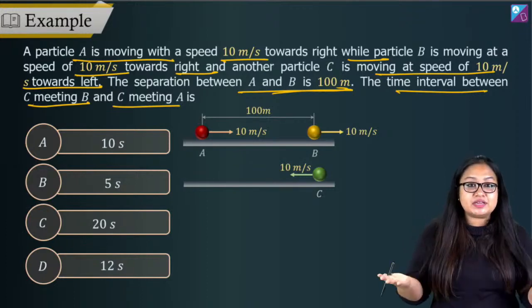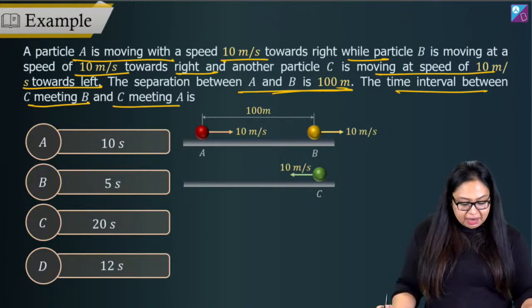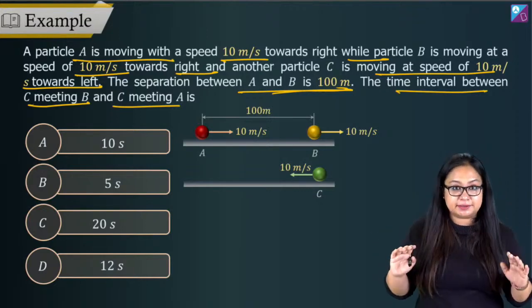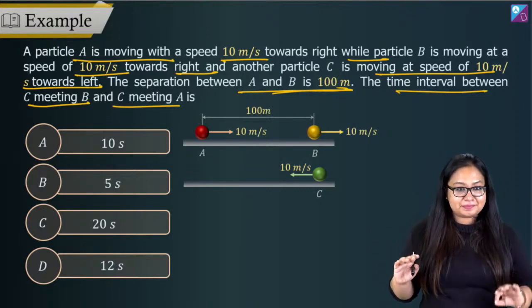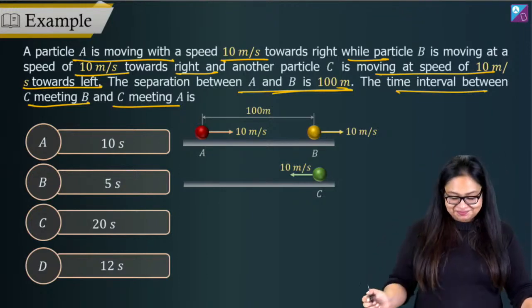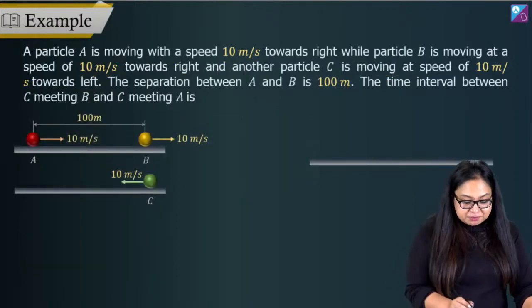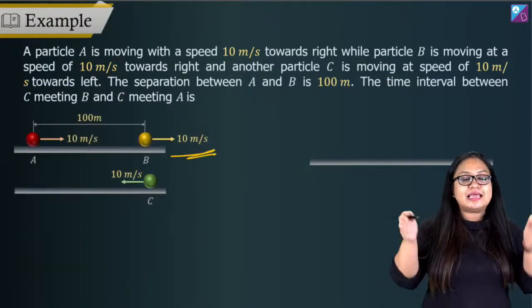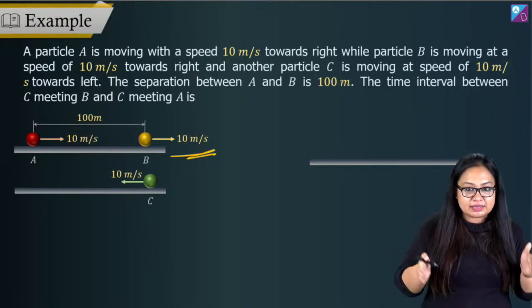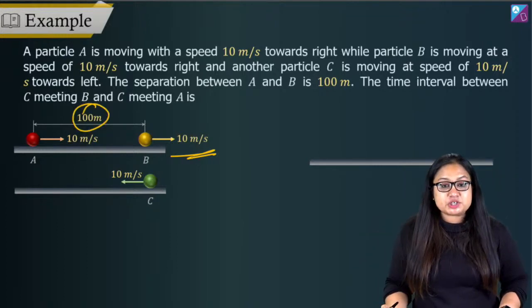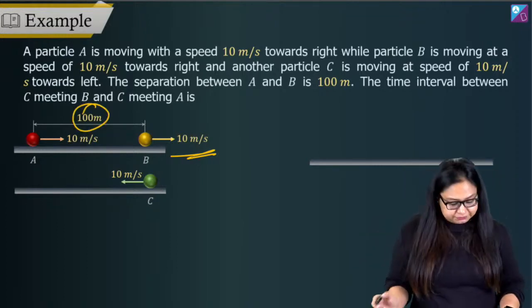So what is happening over here? We've got two particles, A and B, both moving in the same direction with the same velocity. Om also came out with an answer B. All right, Om. So here we've got the two objects moving in the same direction with the same velocity, 10 meter per second, but they have a separation between them that is 100 meters.